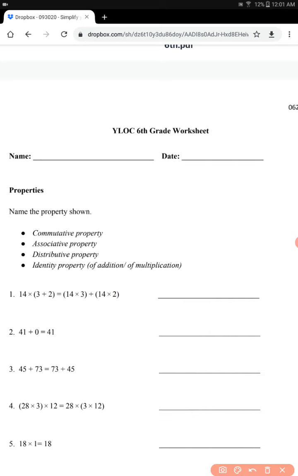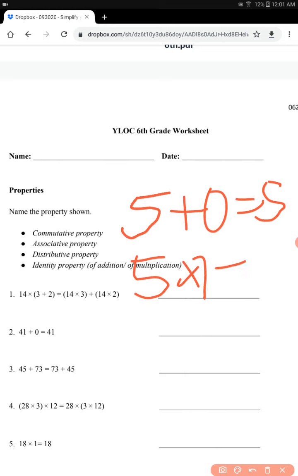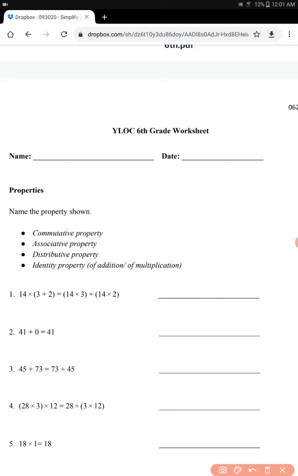For identity property, that's also just really simple. 5 plus 0 equals 5, and 5 times 1 is still equal to 5. So if we look at number 1 here, this would be an example of distributive property, because this 14 is being distributed into these.